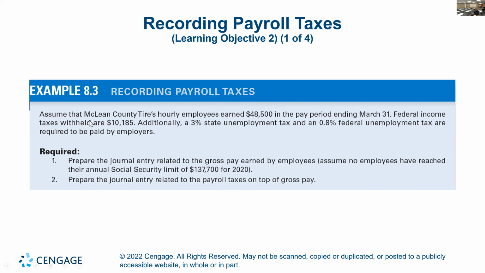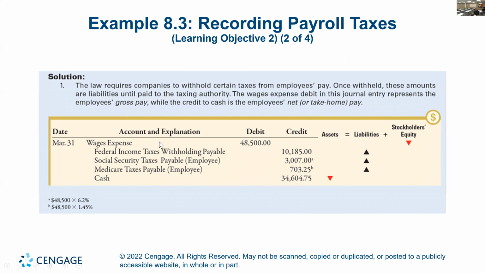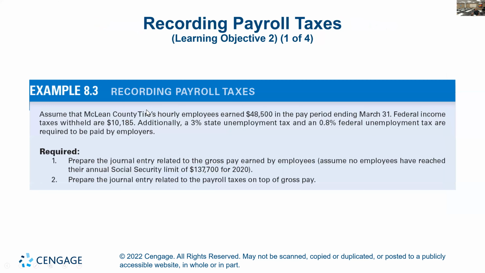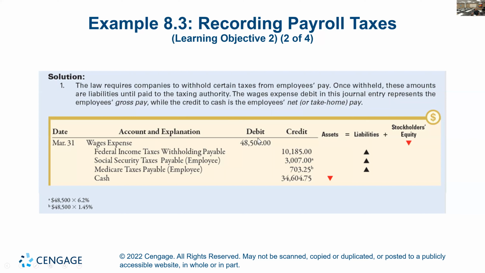Okay, assume that McLean County's Tire hourly employees earn $48,500 in payroll. Then it tells you what federal income taxes were withheld. A state unemployment tax and a federal unemployment tax are required to be paid by employers. So they earned $48,500 in wages. That becomes our wage expense. That is our debit. Whatever the employees earned, that's what we debit as wage expense.